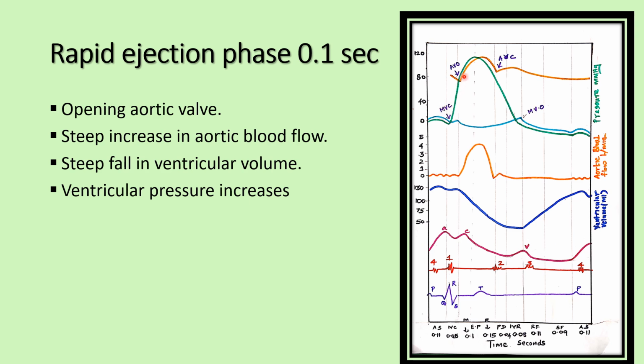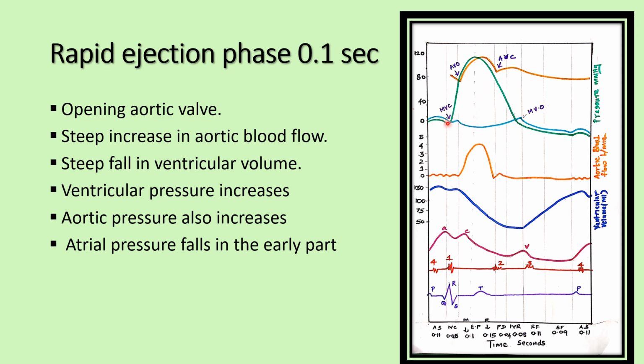Ventricular pressure increases. And aortic pressure also increases, but it is below the ventricular pressure. Aortic pressure also increases, but aortic pressure is less than the ventricular pressure.